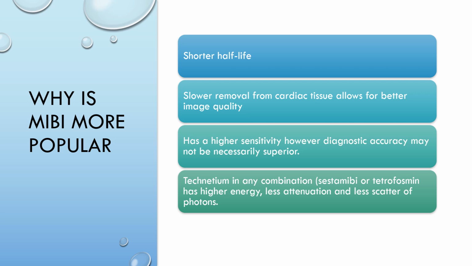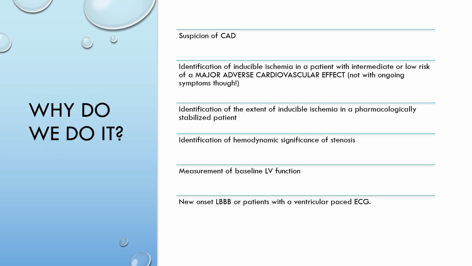And then it has a slower removal from cardiac tissue, and this allows for better image quality. Also, it has a higher sensitivity. However, diagnostic accuracy may not be necessarily superior to the others. And it's also said that technetium in any combination, whether as Sestamibi or tetrofosmin, has higher energy, less attenuation, and less scatter of photons. And these are properties that delight the hearts of the nuclear cardiologist and nuclear radiologist.